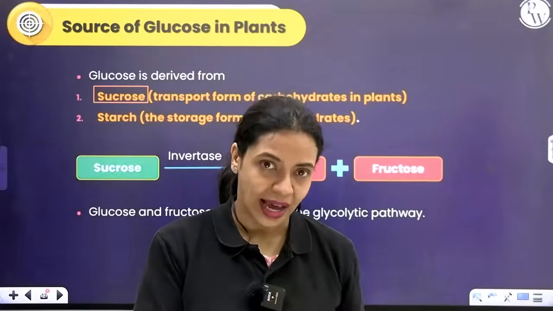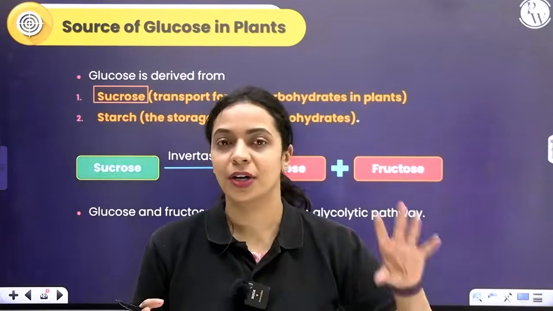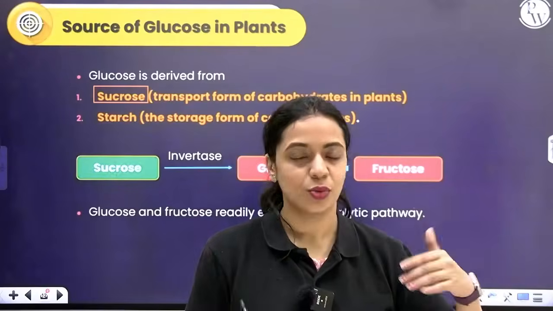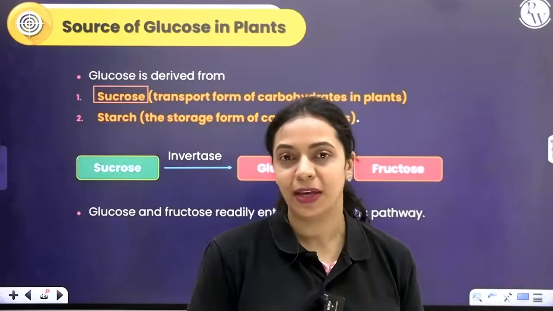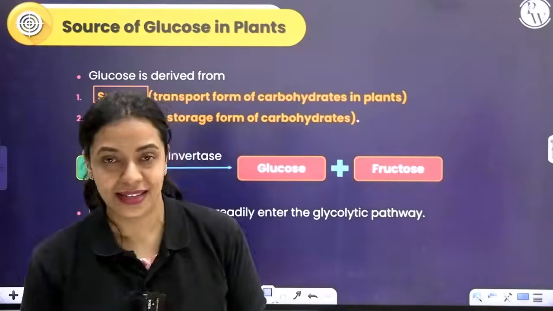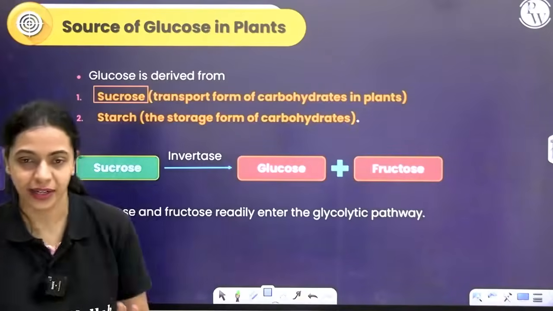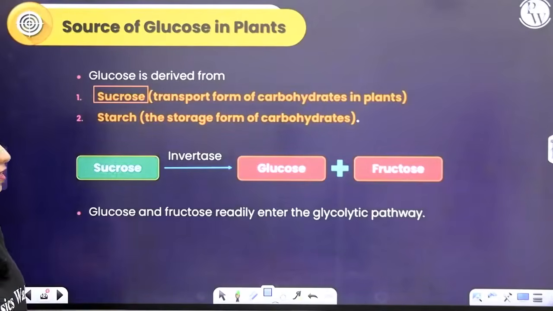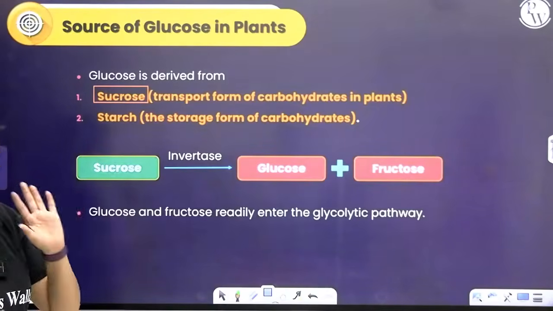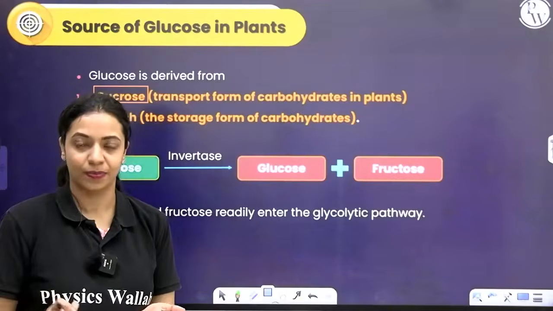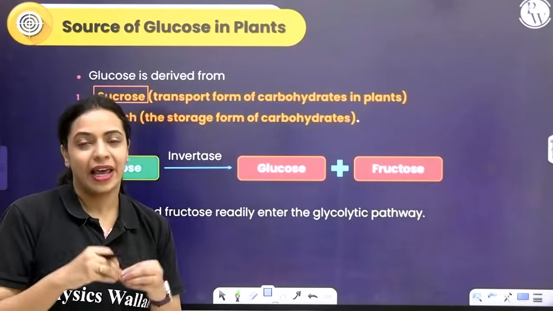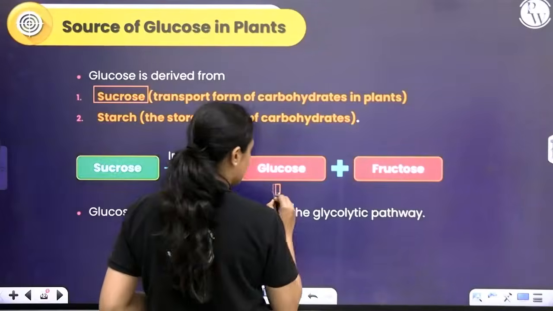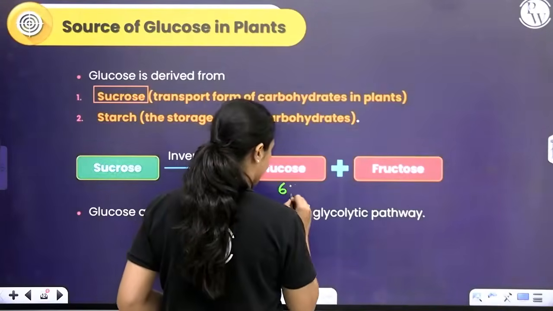Glucose is not stored as it is. It forms a polymer called starch. So whenever glucose has to be stored, it is stored as starch. Whenever it has to be translocated, it will be in the form of sucrose, which is a disaccharide containing glucose and fructose. All right. When glucose enters the pathway, I'll tell you what happens. This sucrose, which is a disaccharide, first it will get broken down. This breakdown will help in the formation of glucose and fructose. Glucose and fructose, both of them are 6 carbon containing molecules.